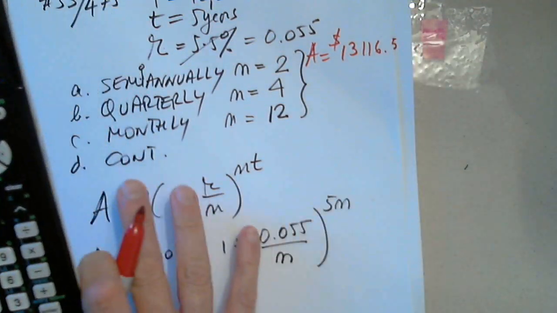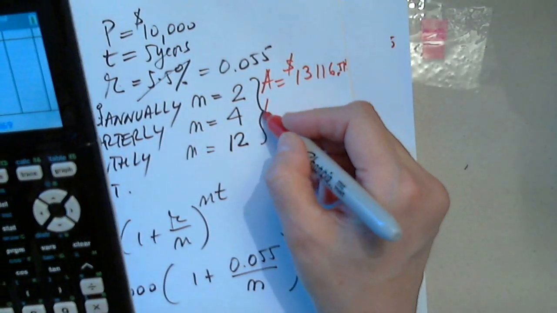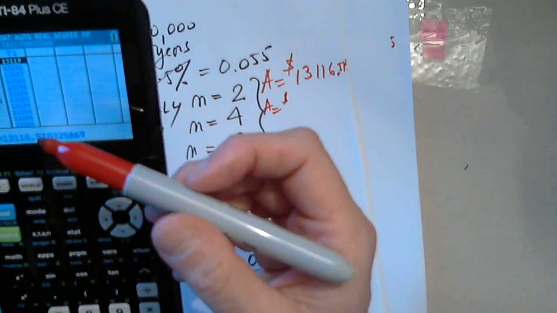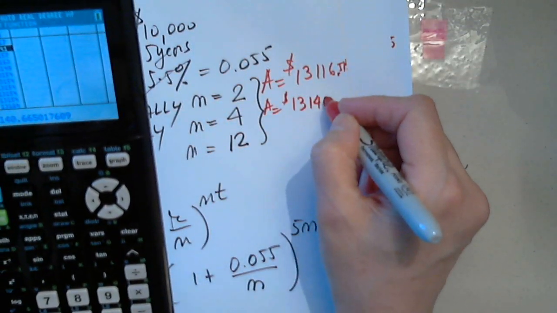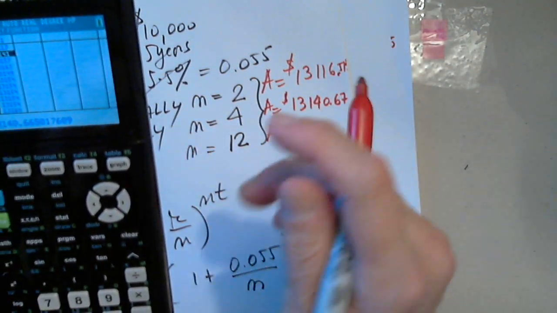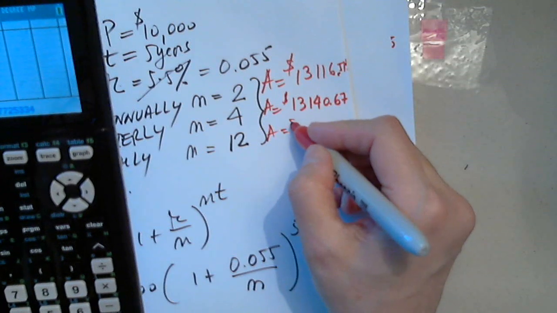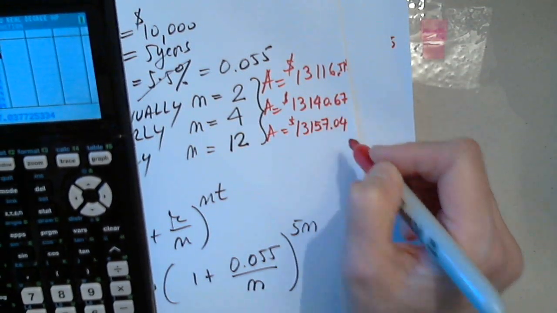13,116.5. Oops, I went to the next page. 51. A equals 13140.67. And the last one, 13157.04.